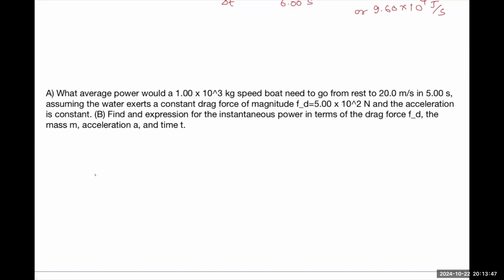And then I found the force. Which force did you use? 4.50 times 10 to the 3 Newton, times 20.0. And I found the average velocity. Okay, how did you find the average velocity?